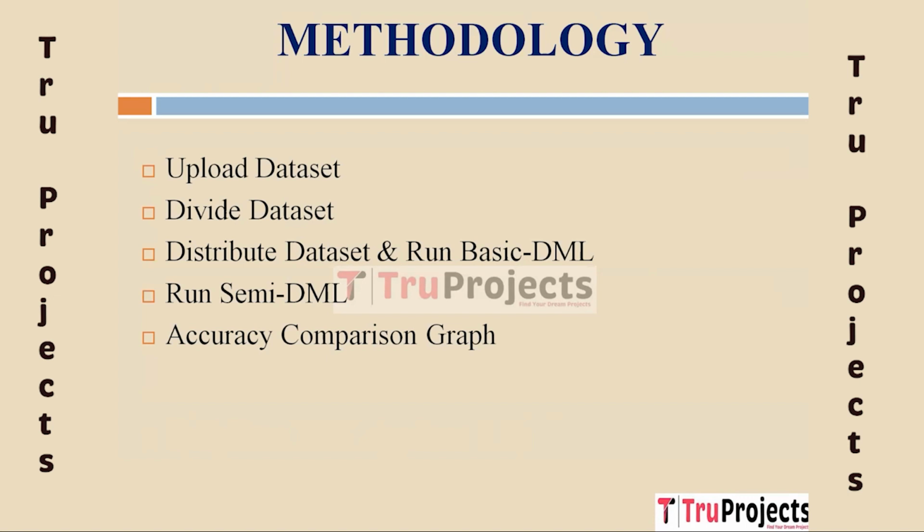Fourth module is Run Semi-DML. Semi-DML or semi-distributed machine learning is a subsequent module where the global model created in the basic DML step is used to perform further training and validation on each device. In semi-DML, the devices share the model updates with each other and collaborate to improve the global model iteratively. Semi-DML allows devices to exchange information while keeping the training process decentralized.